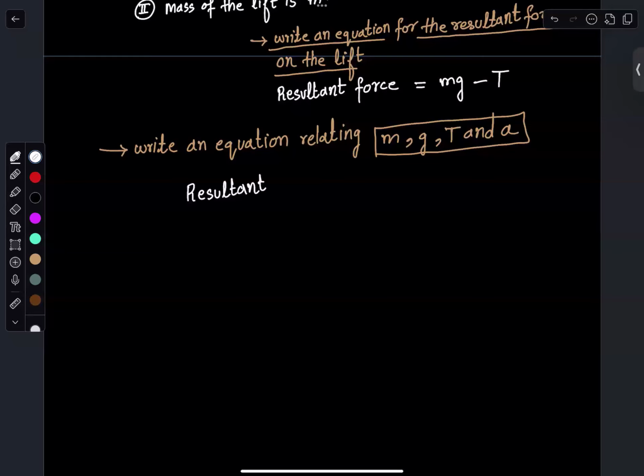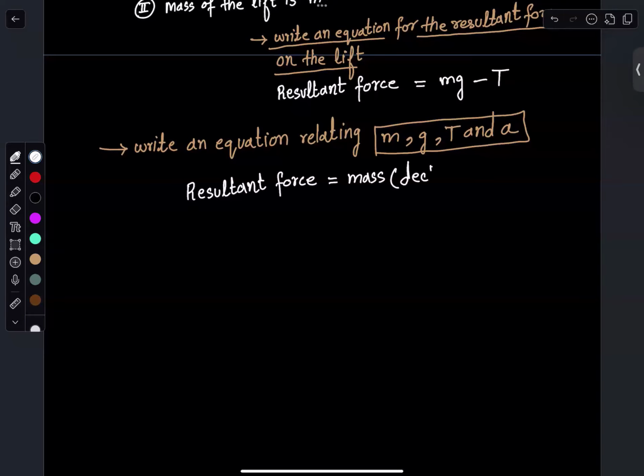First you should write the word equation. Resultant force is equal to mass times deceleration. Elizabeth, what equation will you write? Resultant force is equal to mass times acceleration or deceleration. Now here the resultant force is basically mg minus T, and that will be equal to m times, Elizabeth, positive a or negative a?